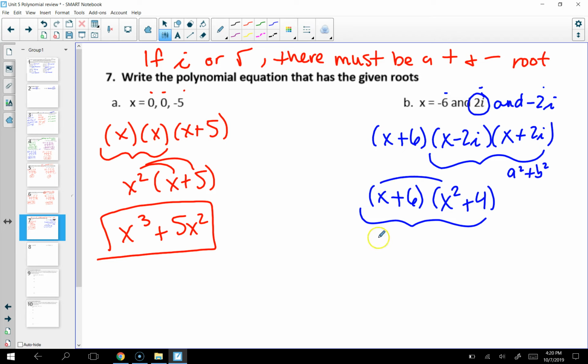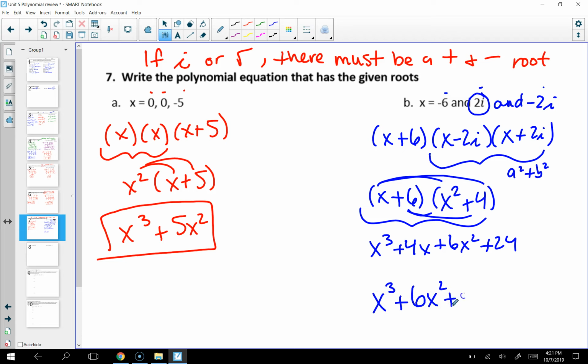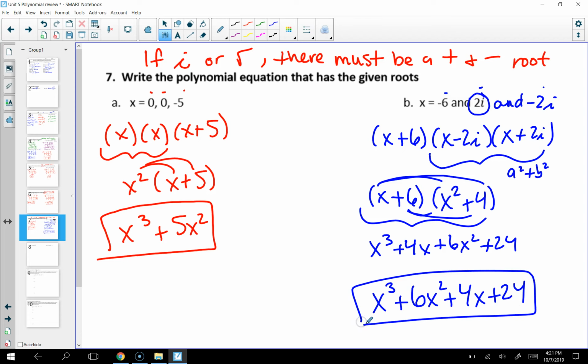Alright, so multiply. I'm going to do x to x squared and x to 4. So I'm going to have x cubed plus 4x. Then 6 gets multiplied to x squared and 4. So 6x squared plus 24. I'm going to put this in standard form. So x cubed plus 6x squared plus 4x plus 24. Just like that.